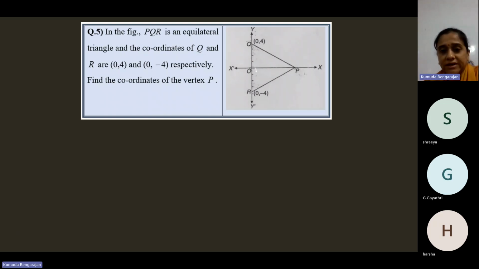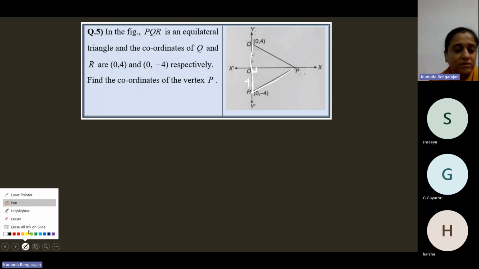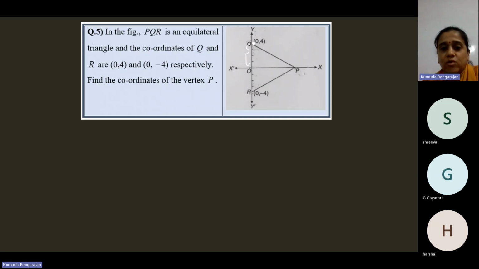Pythagoras theorem, with 90 degrees. What's the length of this line segment? 4 units. Okay. And what's the length of this line segment? Very good, 8 units. Why? It's an equilateral triangle, so which side can you find as 8 units? QR. You can find QR as 8 units because it's 4 here and 4 here. You can see from the marking: this one is 0, 4, so this one is 4. This one is 0, -4, so this one is also 4. So 4 plus 4, 8.